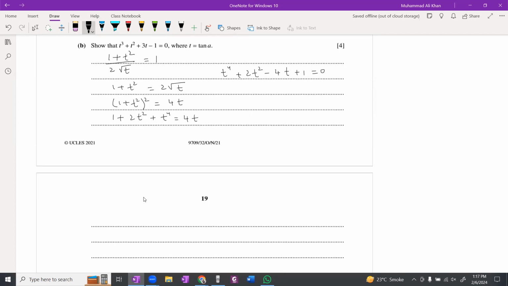Students were confused about what to do next. As we know, the gradient dy/dx equals 1. The gradient is the ratio between y and x, which we can also call tan. So tan a equals 1, meaning t equals 1, so t minus 1 equals 0. When the gradient is equal to 1, this linear factor is a factor of this fourth root equation, this quadratic equation.